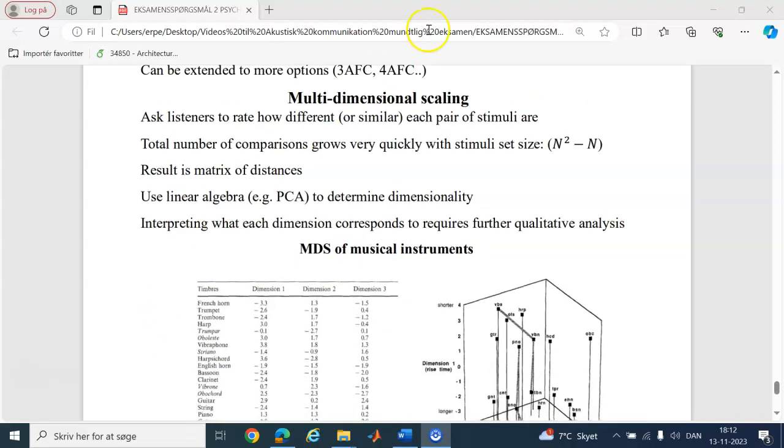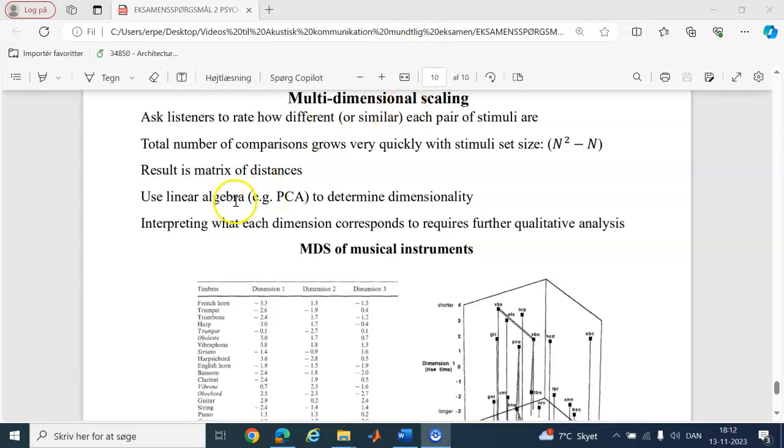Then there's some multi-dimensional scaling. Ask listeners to rate how different or similar each pair of stimuli are. I will not go through this. That was part 2. Thank you.